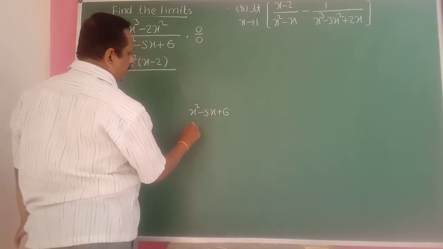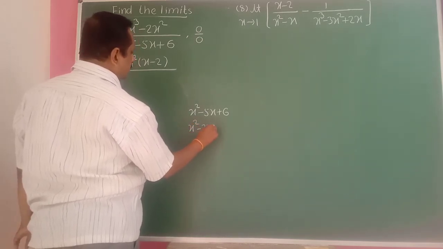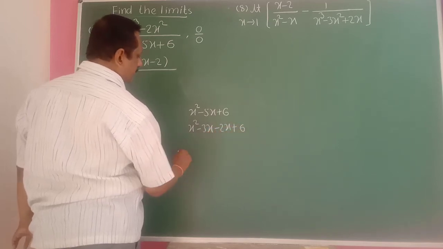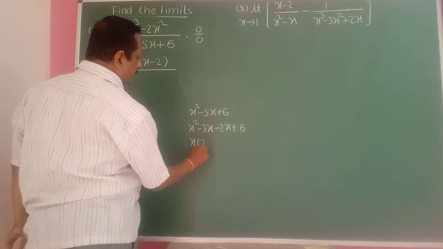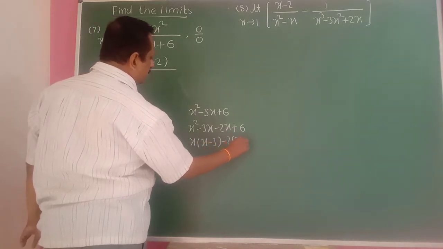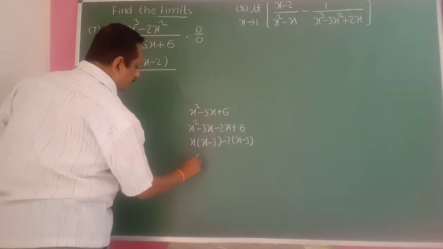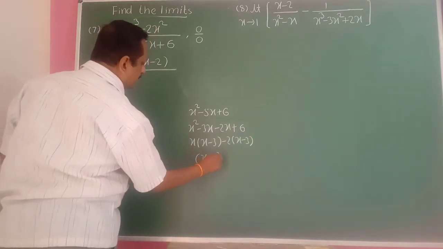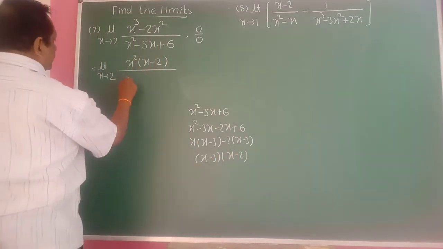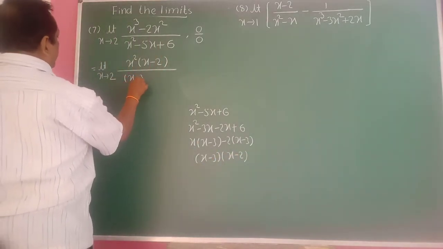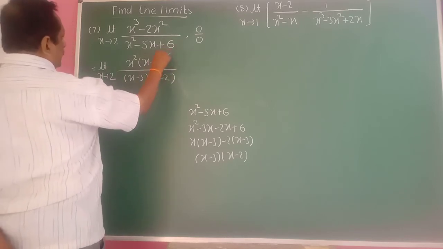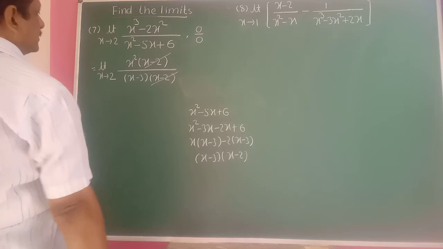So x square minus 3x minus 2x plus 6. x is the common factor here. x minus 3 minus 2 is the common x minus 3. Hence x minus 3 into x minus 2. Therefore write here x minus 3 into x minus 2. Then this x minus 2 gets cancelled here.